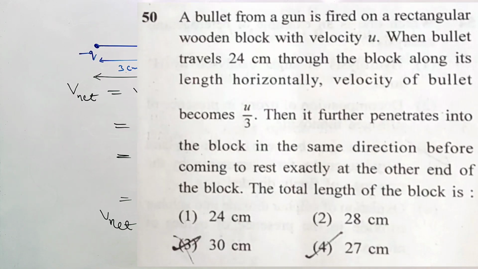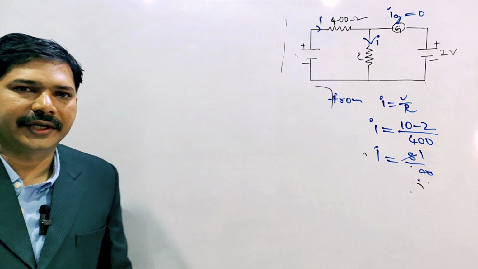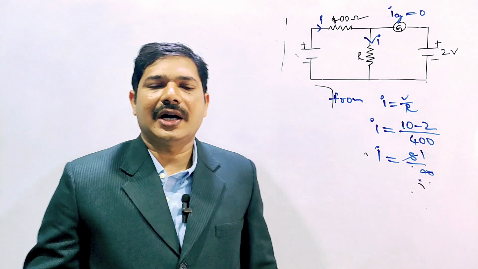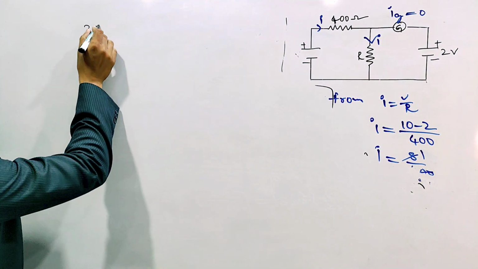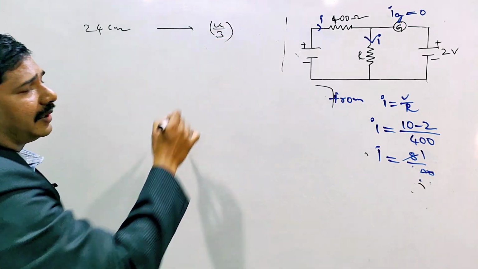A bullet from a gun is fired on a rectangular wooden block with velocity u. When the bullet travels 24 centimeters through the block along its length horizontally, the velocity of the bullet becomes u by 3. Then it further penetrates into the block in the same direction before coming to rest exactly at the other end of the block. The total length of the block is? So here a bullet is penetrating through a wooden rectangular block. So after traveling 24 centimeters, the speed is reduced to u by 3. 1 by 3 is reduced.